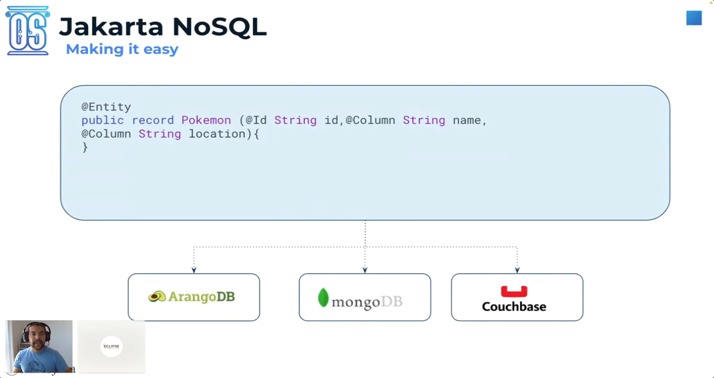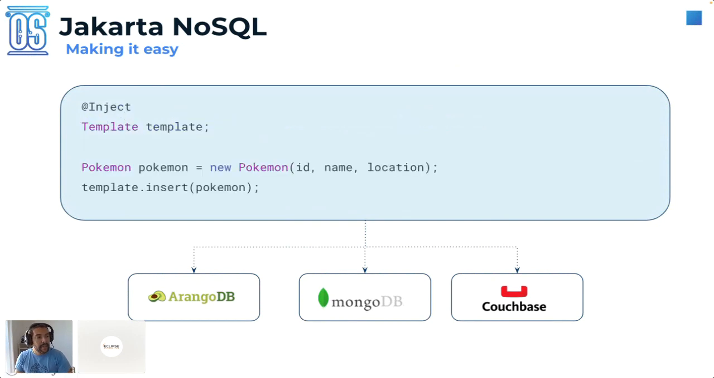And that was the idea, to make it easier for us. So I do have my record with Pokemon with a couple of annotations: Entity to define the entity, ID to define the ID, and Column to define the field that goes to the database. Based on these annotations, I walked through three different NoSQL databases, ArangoDB, MongoDB, and Couchbase. I'm able to use the template, so the more generic operations, and then the document template as well.